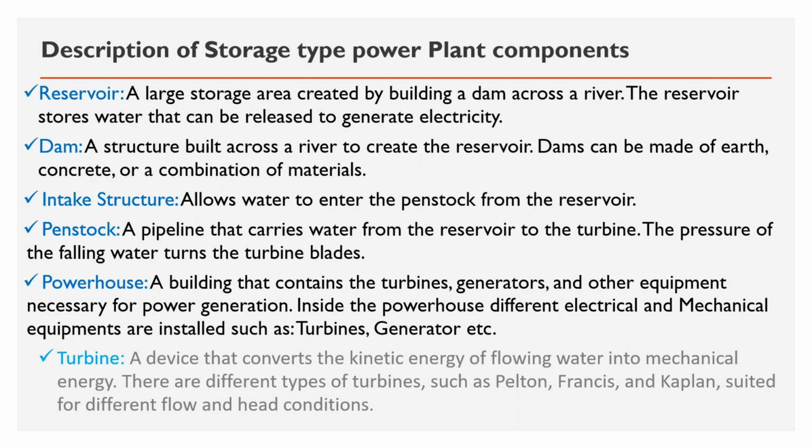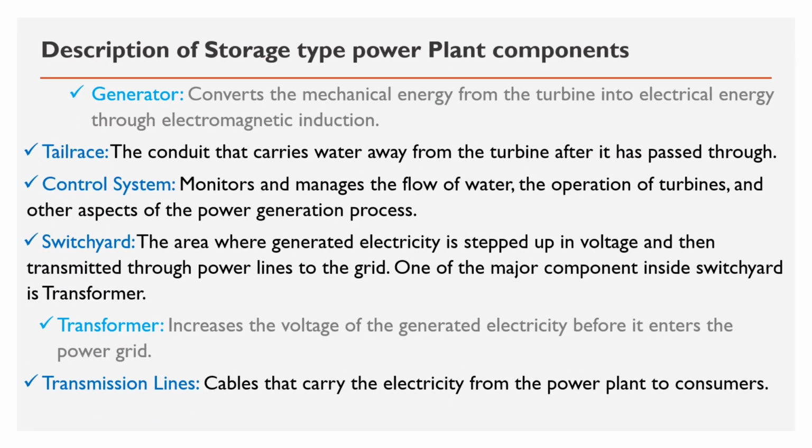Turbine, a device that converts the kinetic energy of flowing water into mechanical energy. There are different types of turbines, such as Pelton, Francis, and Kaplan, suited for different flow and head conditions. Generator, converts the mechanical energy from the turbine into electrical energy through electromagnetic induction. Tail race, the conduit that carries water away from the turbine after it has passed through.